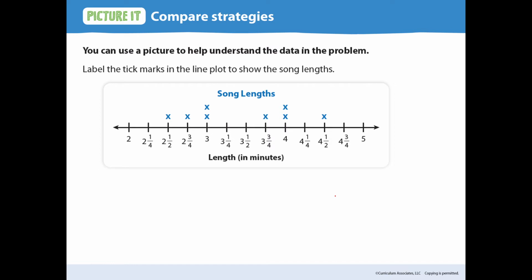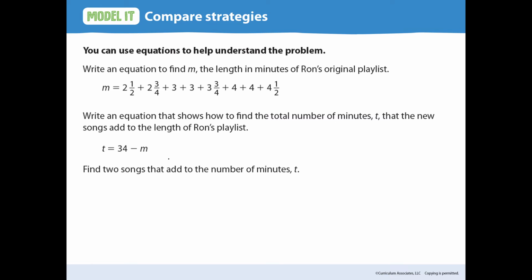Okay, so for Picture It, we're actually going to be looking at this problem by labeling the tick marks on the line plot to show the lengths of the songs. So this, I think, makes it a lot easier putting all of these tick marks in with their labels. Okay, for Model It, we can use equations to help understand the problem. Write an equation to find M, the length in minutes of Ron's original playlist. So M is the unknown, that stands for minutes, and if we add all of these together, then we will find out the length of his original playlist.